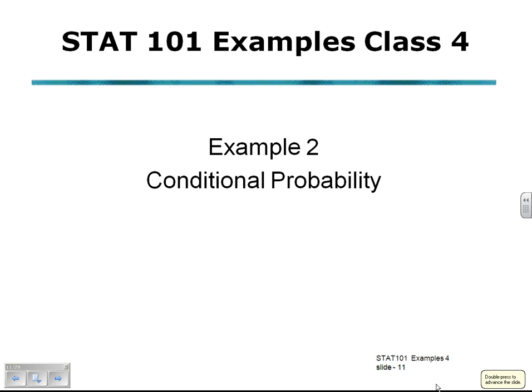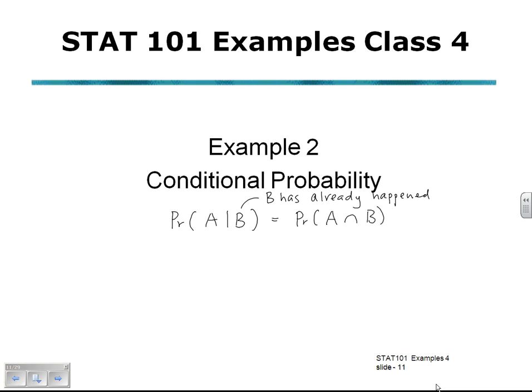Example 2 in Stat 101, Examples Class 4, Conditional Probability. We'll be using the formula that you'll find on the Stat 101 formula page. The probability of A given that B has already happened, probability of A knowing that B has already occurred. So our formula is the probability of A intersection B divided by the probability of B itself. The conditional probability formula.